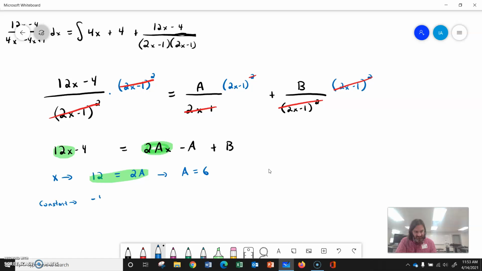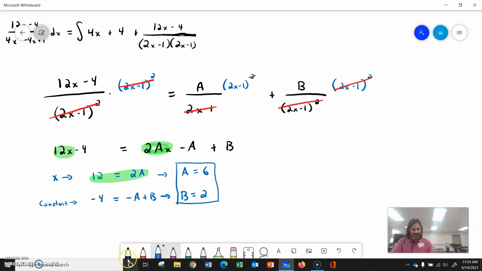which has a negative 4 on the left and a minus a plus b on the right. We already know that a is 6, so negative 6 plus b equals negative 4, so I think that means b equals 2. So 2 minus 6 is negative 4, yes. So I have my terms. So let's see what we can do.